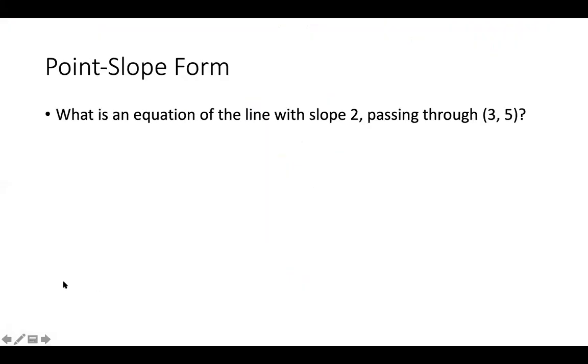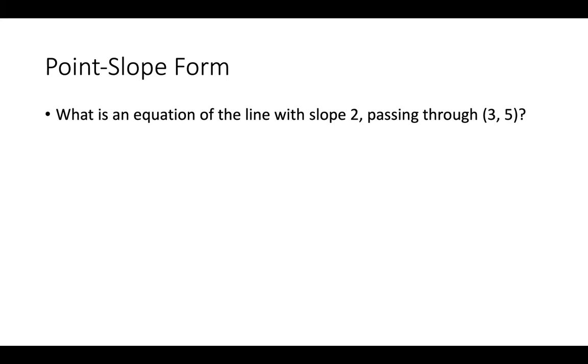Okay, so now we'll talk about point slope form. This is another one of those things that I'm only going to do this way just this one time, just so you can see where this comes from. So here's an example I made up 100 years ago. What is an equation of the line with slope 2 passing through the point 3, 5?